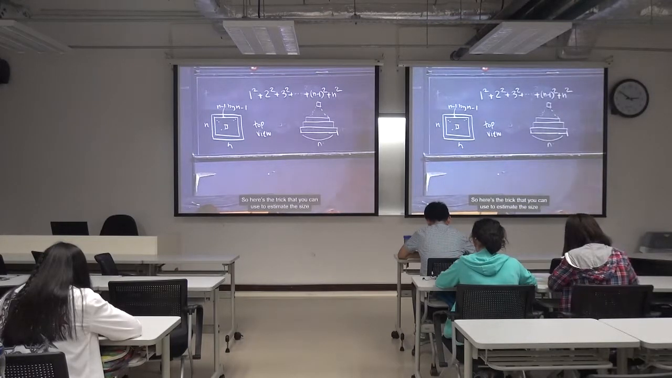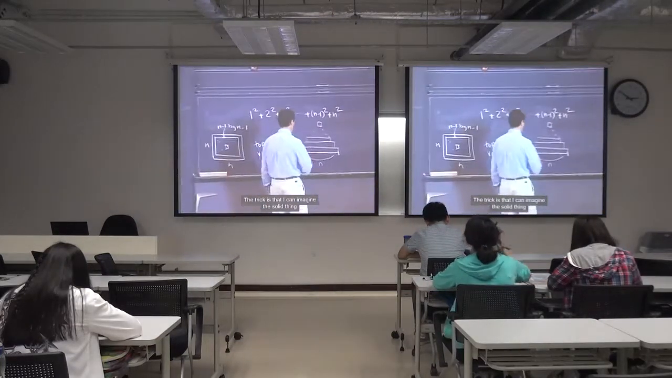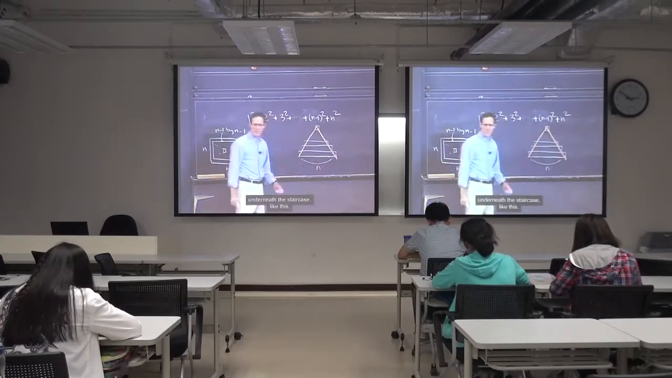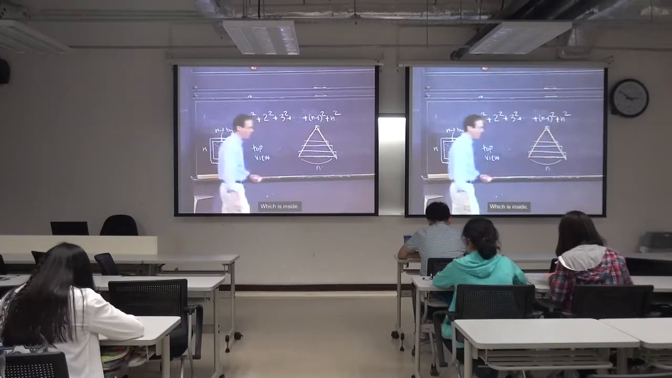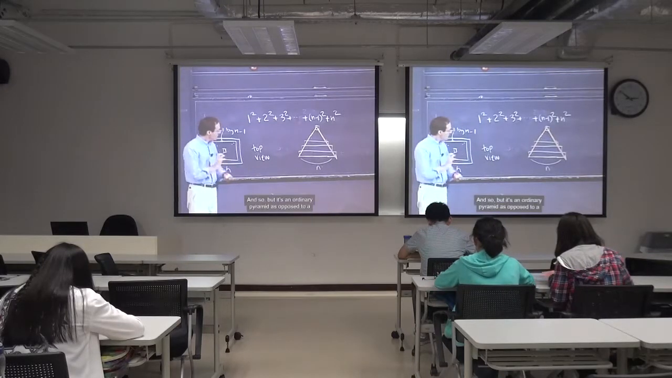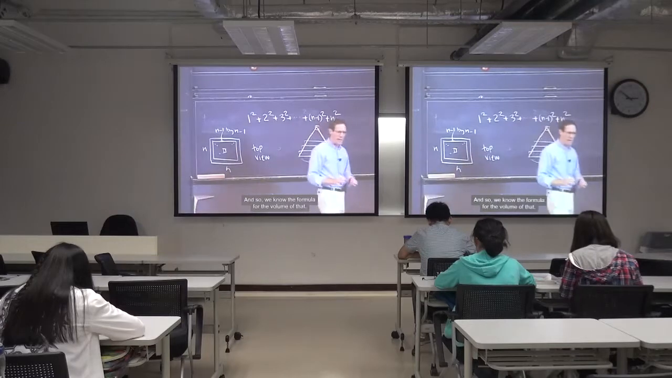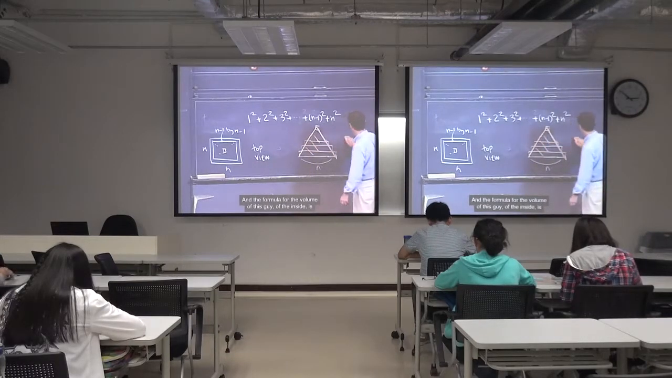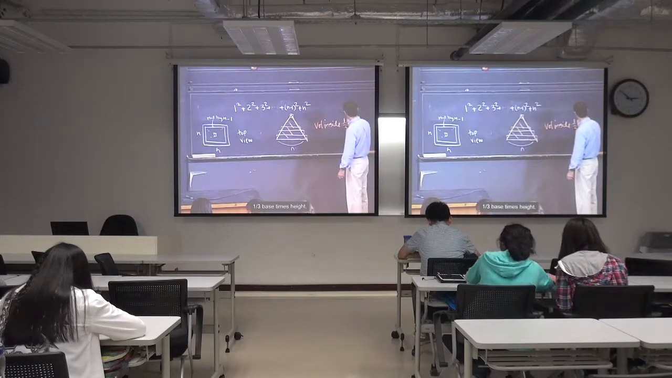All right, so here's the trick that you can use to estimate the size of this, and it's sufficient in the limit as n goes to infinity. The trick is that I can imagine the solid thing underneath the staircase, like this. That's an ordinary pyramid, not a staircase pyramid, which is inside. And so we know the formula for the volume of that, because we know the formula for volumes of cones. And the formula for the volume of the inside is 1/3 base times height.